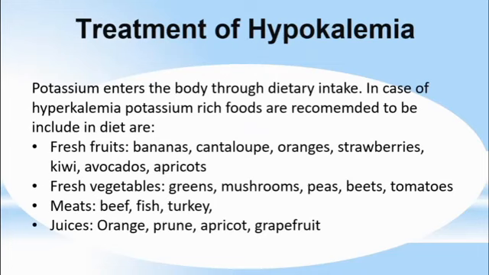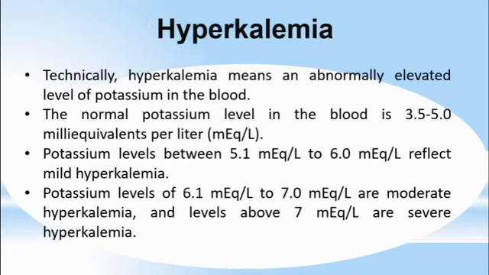So potassium enters the body through dietary intake. In case of hypokalemia, potassium-rich foods recommended to be included in the diet are fresh fruits: bananas, oranges, strawberries, kiwi, etc. Fresh vegetables that include green foods, mushrooms, peas, beets, tomatoes, meat, either beef, fish or turkey, they can help. Juices, orange, prune, apricot, grapefruit, they're helpful for treating hypokalemia.